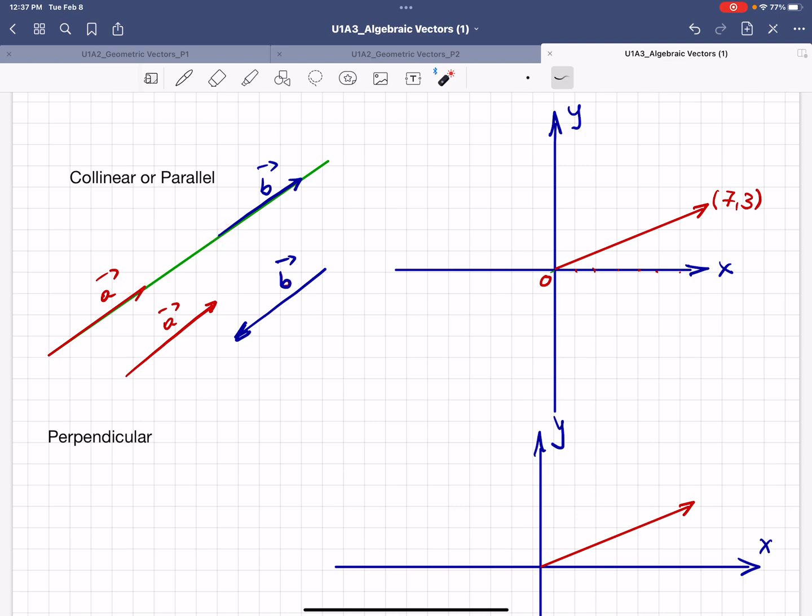In order for us to understand how collinear or parallel vectors are related to each other, I drew a vector on the Cartesian plane. The coordinates of this vector are 7, 3. So this is a position vector. Let's build together a vector that is collinear to vector 7, 3.